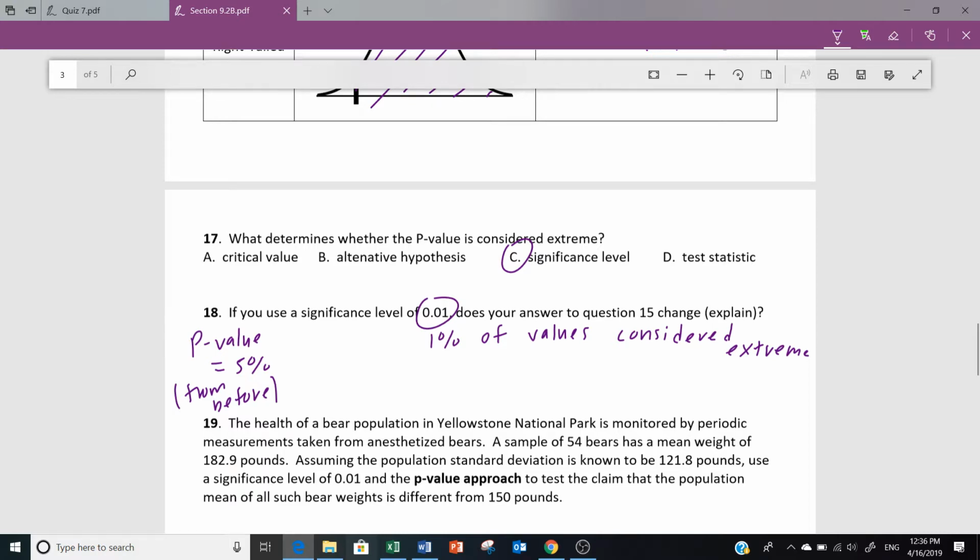Okay, so previously we rejected because we said that 5% was pretty extreme, but now what's considered extreme? Only the top 1%. So is 5% considered extreme if our significance level is 1%? No. The sample mean is no longer considered extreme. And the sample mean was 8.